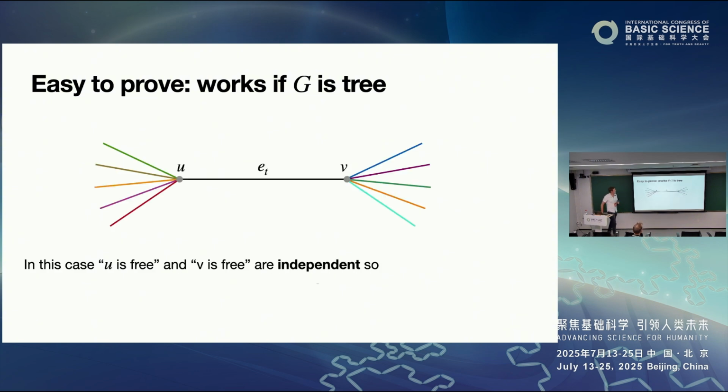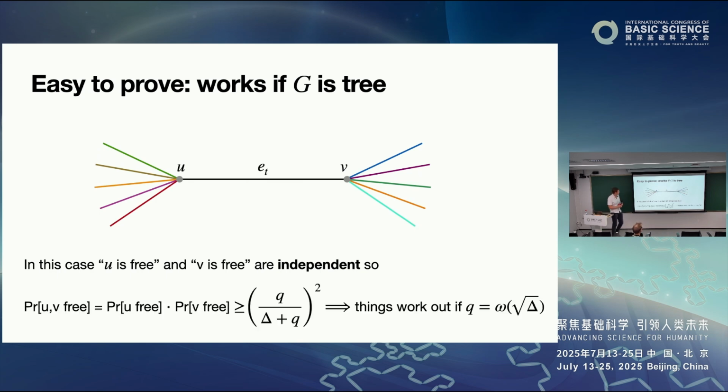It turns out that it's easy to prove that things work well if the graph is a tree. Why is this easy to analyze? When edge e_t arrives, the probability that U is free is independent of the event that V is free. Remember, the scaling factor was the probability that U and V are free at the same time. If the graph is a tree, these two events are independent. So you can just look at the probability that UV is free, which is the product, at least something, and you do the calculation. This works if you have a slack of root delta. So if you use delta plus root delta colors, this would work if the graph is a tree.